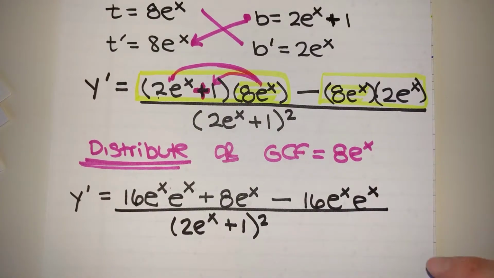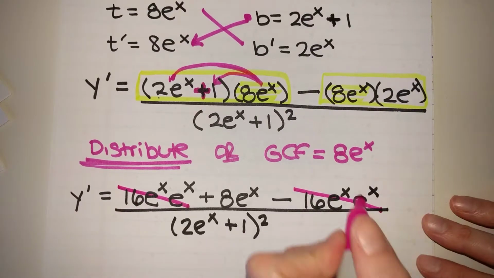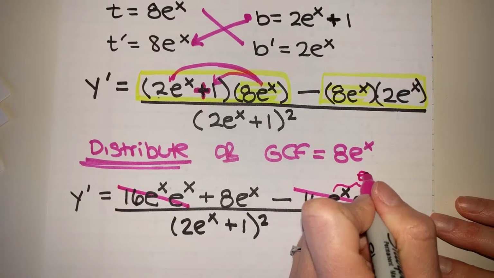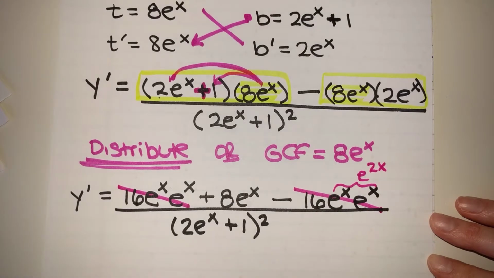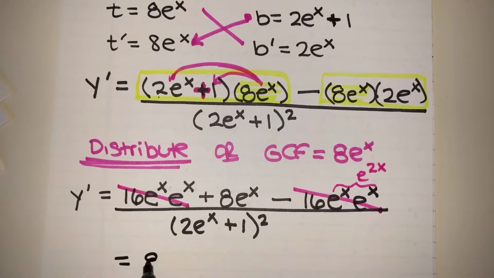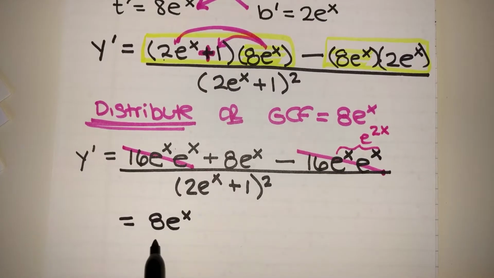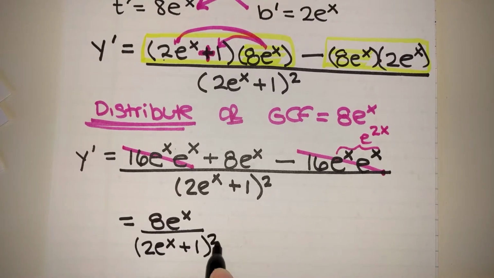Now, by distributing, what you notice is that the 16 e to the x times e to the x cancels out. And just for completion here, this is also the same thing, of course, as e to the 2x, so you could have also written it that way. And so that will give us 8e to the x all over 2e to the x plus 1 quantity squared as our simplified derivative.